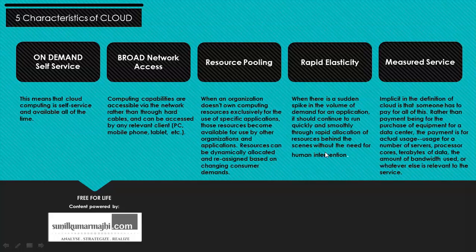To move on to the next part, these are the 5 essential characteristics of cloud computing. The first characteristic is on-demand self-service. This means that cloud computing is self-service and available all of the time. Like I said, there is no human resource involved in the configuration of any cloud environment. They just configure the servers, and the availability is auto-computed based on some algorithm or automated scripts, batch jobs. That ensures that the on-demand service is available at all times.